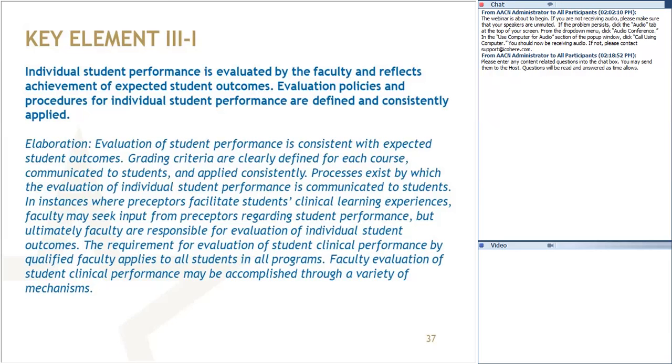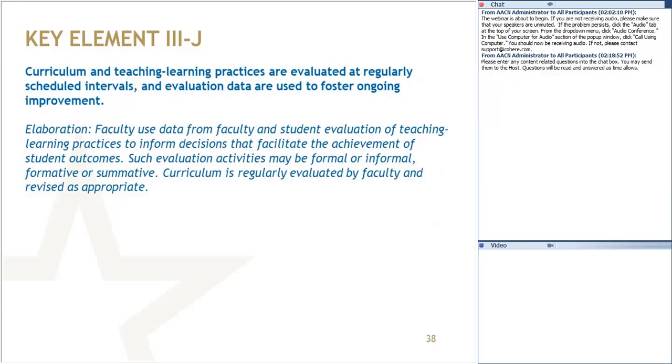And then for 3J, this is the old 3H, and there are just a few minor changes in the elaboration statement. So, for example, the old 3H stated that the faculty and other communities of interest as appropriate evaluate the curriculum and teaching and learning practices. Well, the first sentence of the revised elaboration specifies that the faculty use data from faculty and student evaluations of teaching and learning practices.